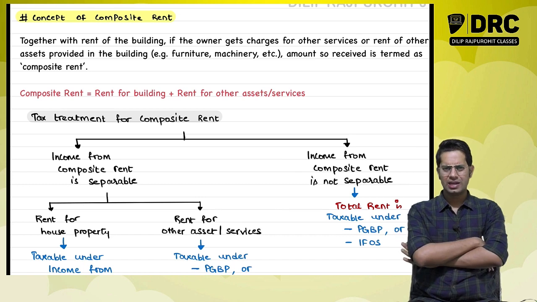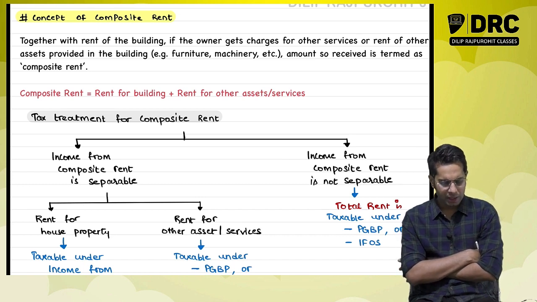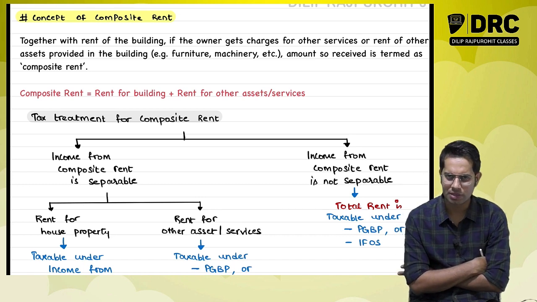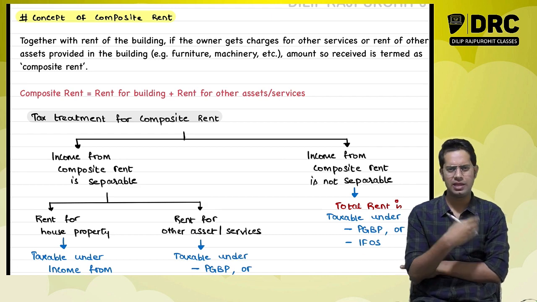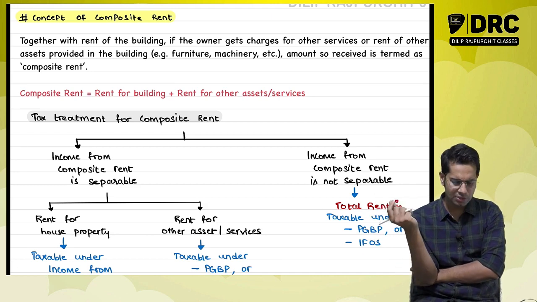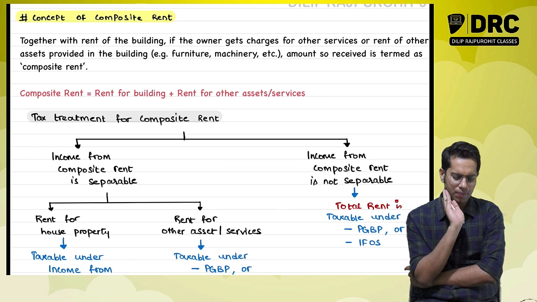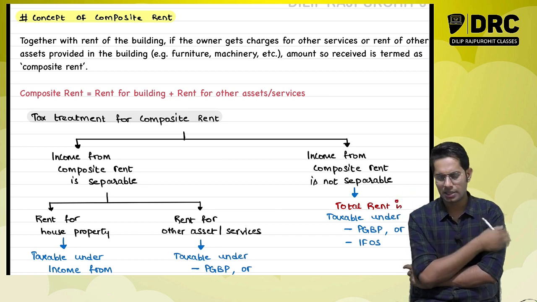Now all the theoretical concepts of income from house property come into the picture. These concepts are basically theoretical, and obviously there may be a problem with respect to this point, but yeah, let us discuss the next concept.